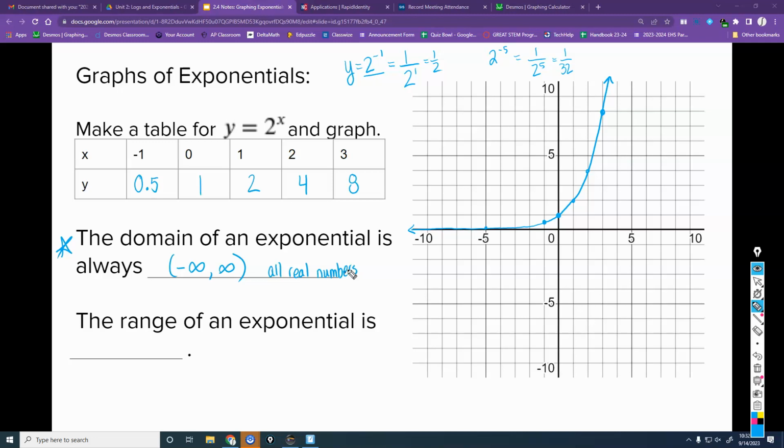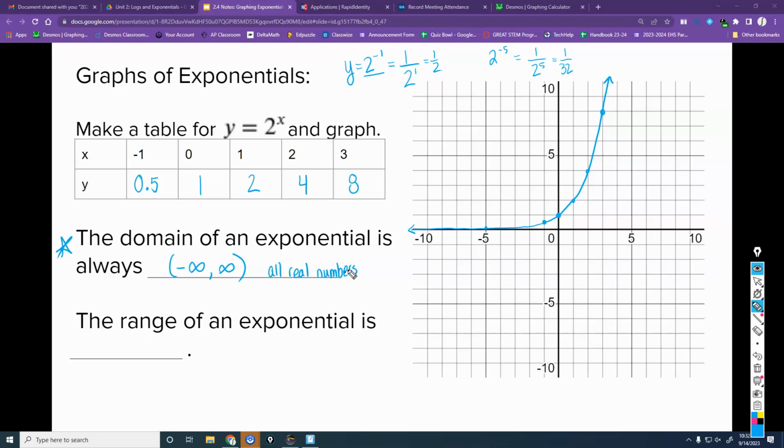This is helpful because on your test or quiz, you are going to have problems. And they're going to give you y equals 2 to the x minus 4. And it's going to say, what's the domain? What is the answer? All real numbers, or negative infinity to positive infinity. You don't even have to graph it. You don't even have to think about it. Exponentials are going to have a domain of all real numbers. Okay? So that'll be very helpful for you to have on your note card.